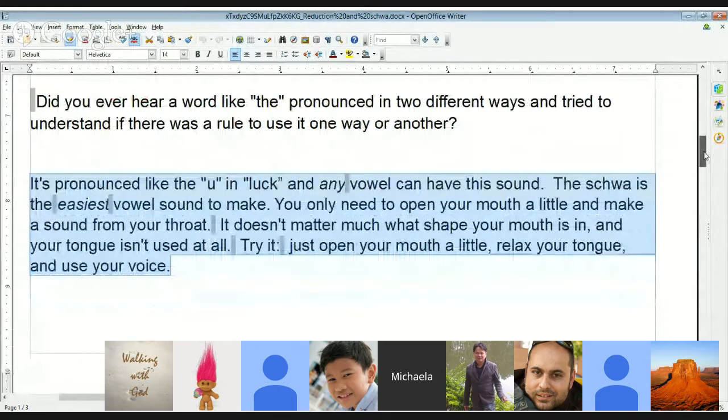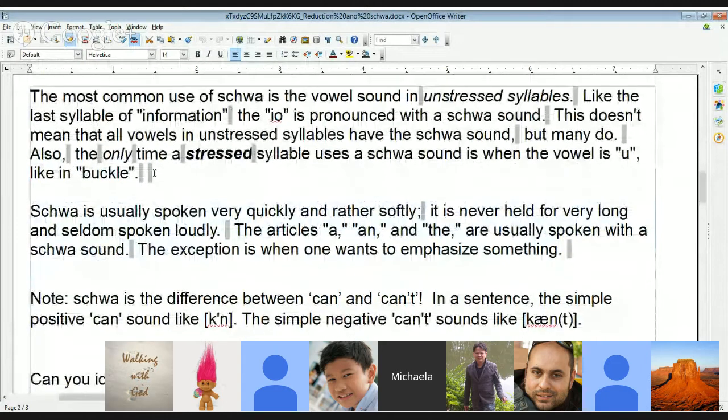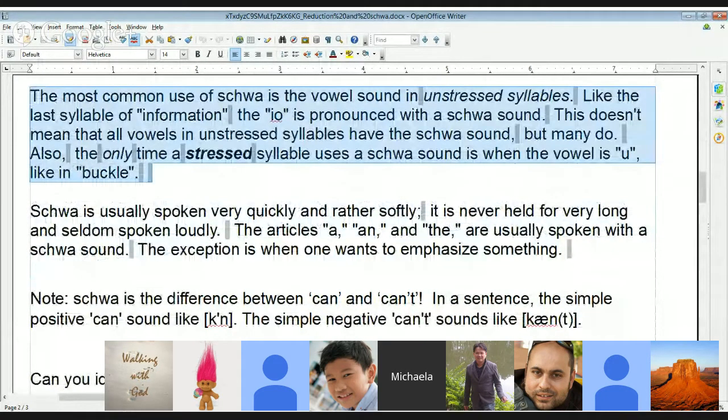Okay, so we're going to see some examples here, and we have a couple more sentences. So this next short paragraph will be for Trin to read.